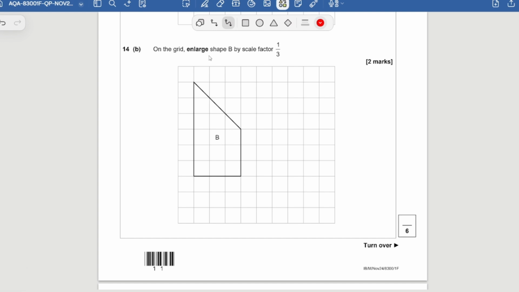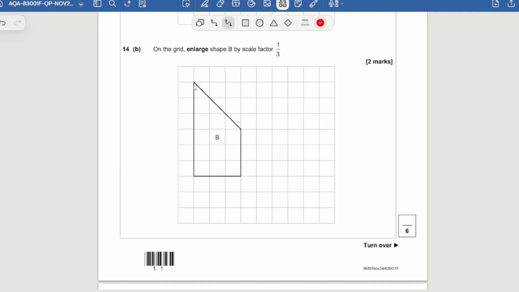On the grid, enlarge shape B by scale factor of 1/3. So you need to enlarge this shape using the scale factor 1/3. So every side of this shape has to undergo a change of timesing it with 1/3 to get the enlarged shape. Well, when you're timesing it with a fraction, the size of the shape will change. It will become smaller here. But we still call it enlargement anyways.